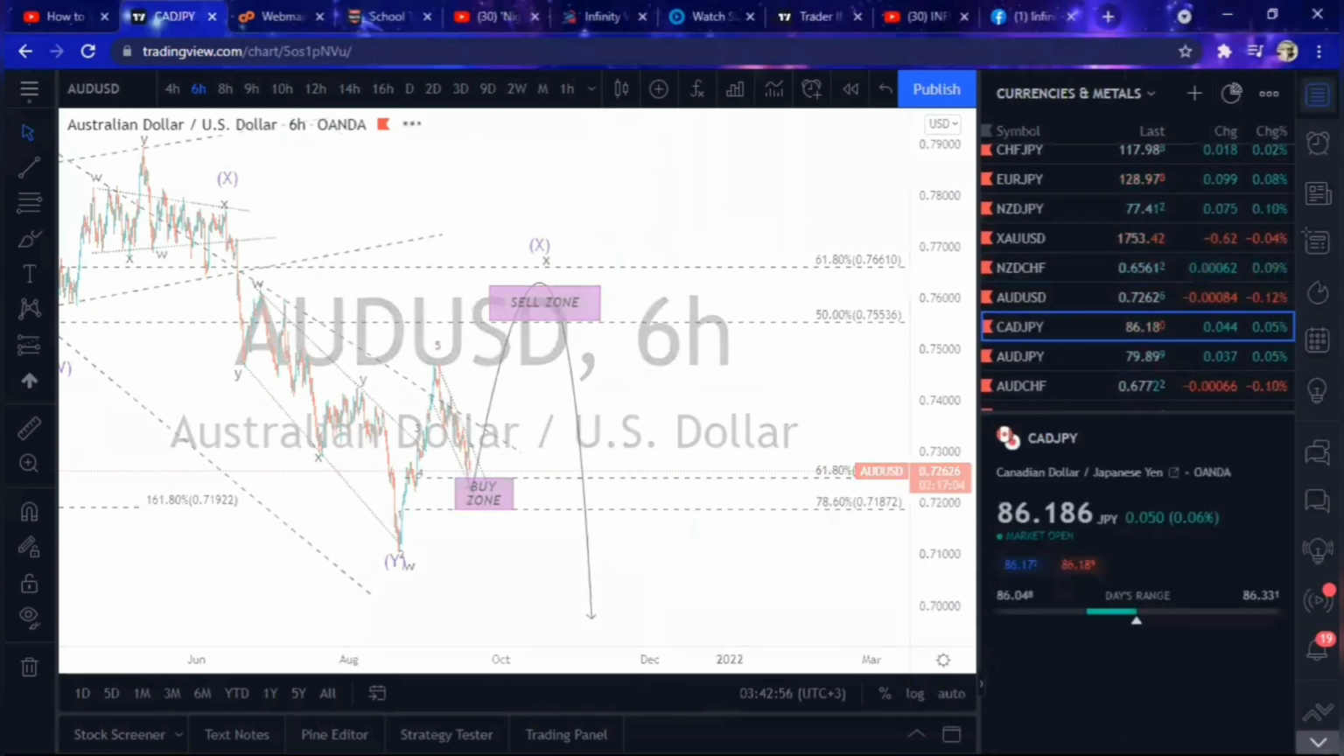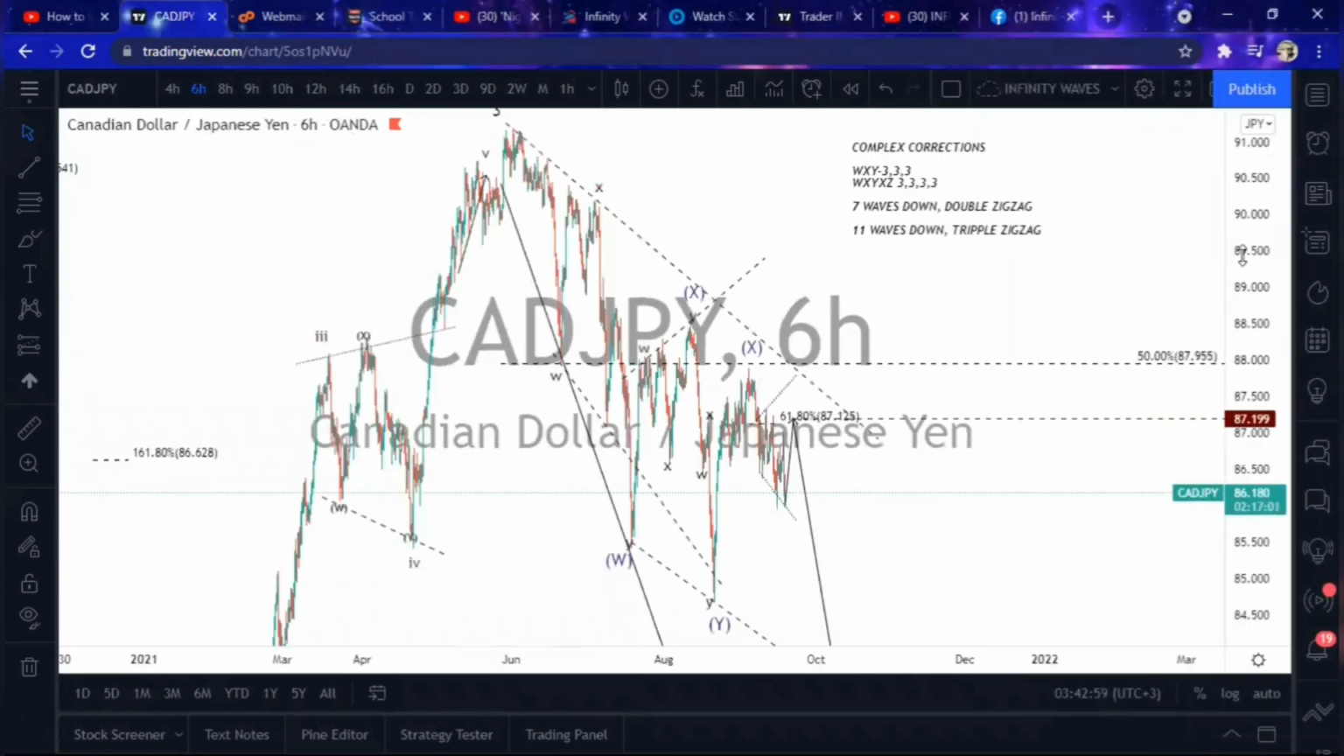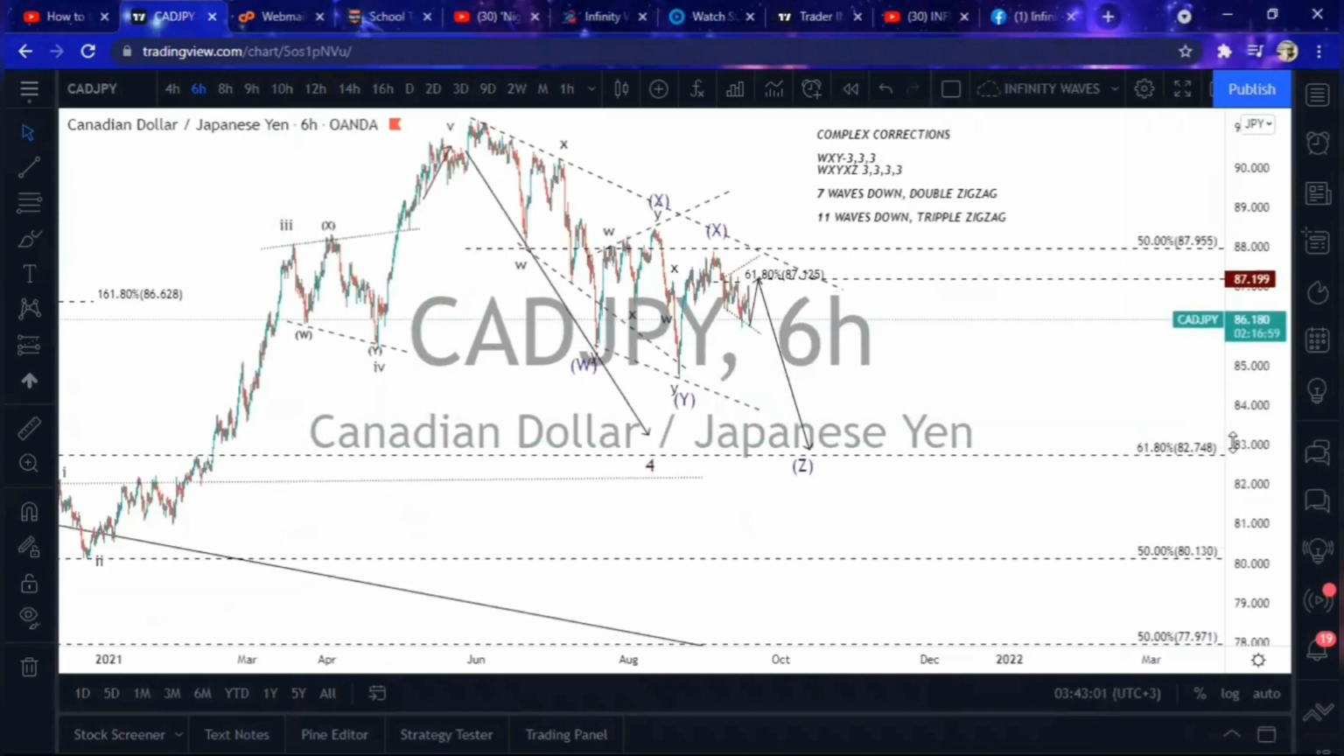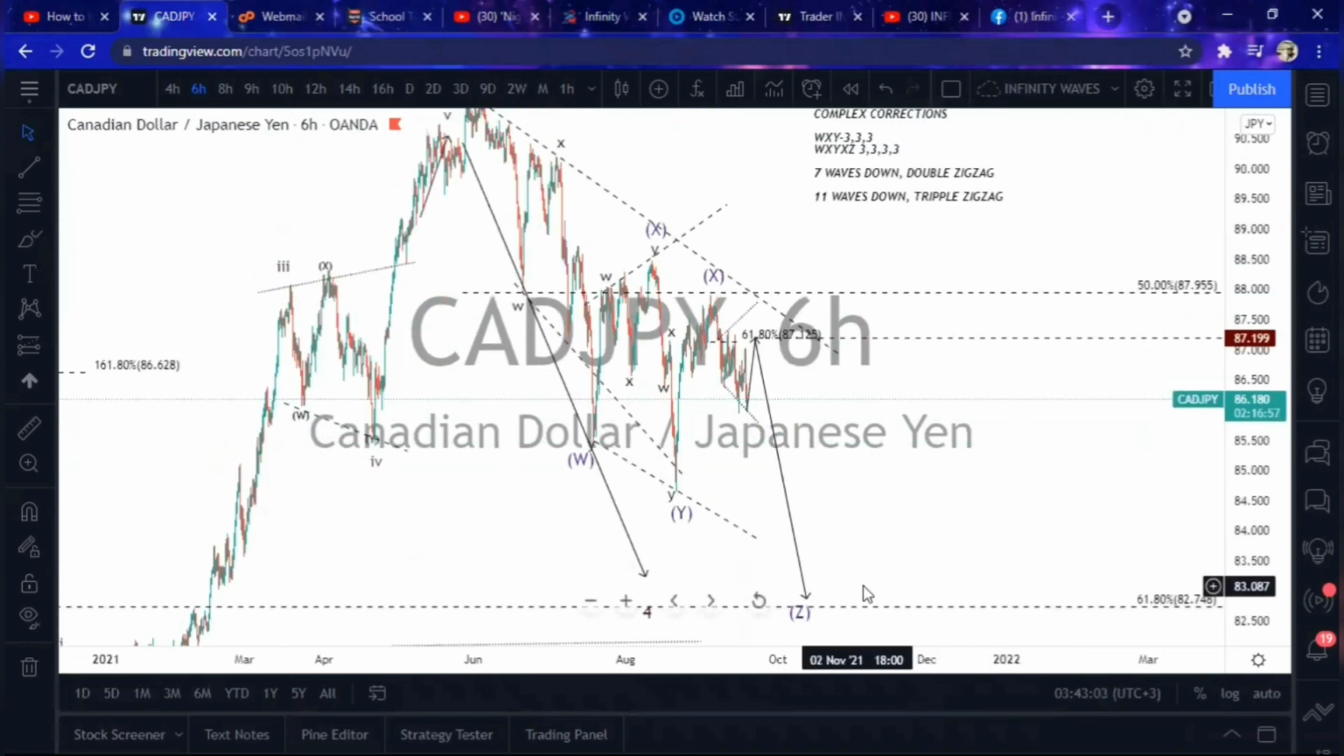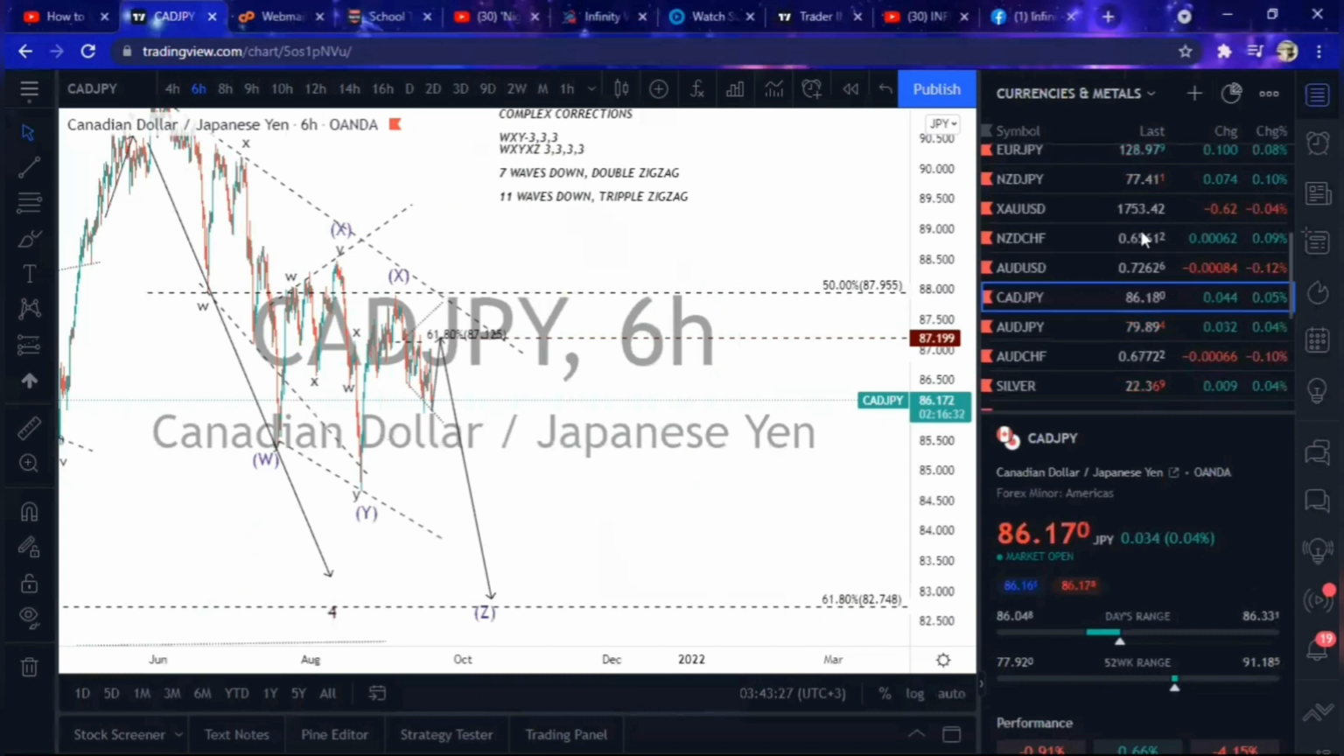Now Canadian dollar Japanese yen is still correcting. We are waiting for a major move all the way to point Z here at 82.748. But for this week, we are waiting for this correction up, then for it to move down. If it breaks here, we'll move with it somewhere in this region for the next sell setups, but we are biased on the sell side for Canadian dollar Japanese yen.